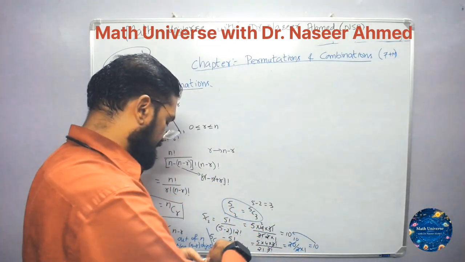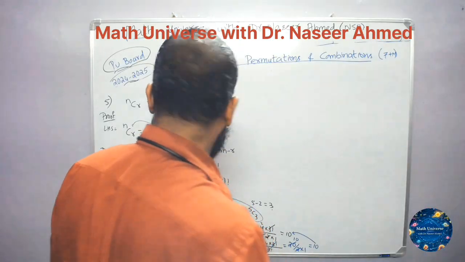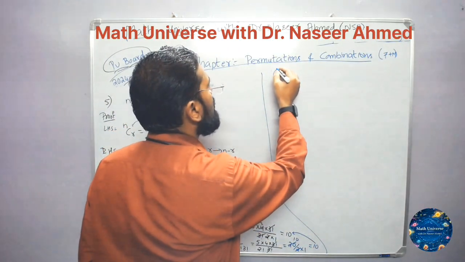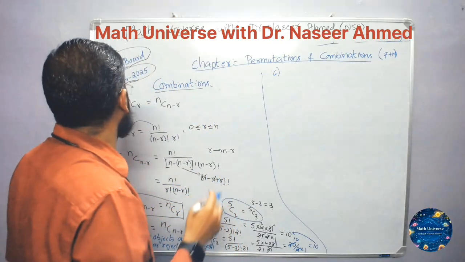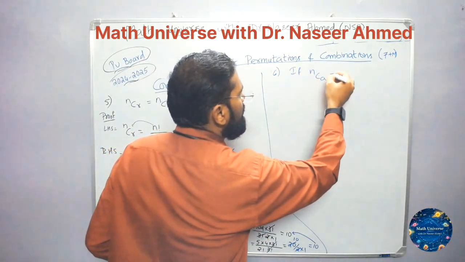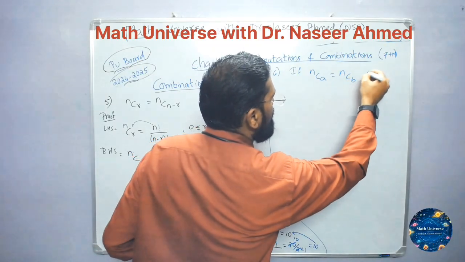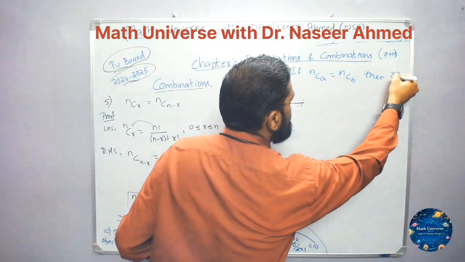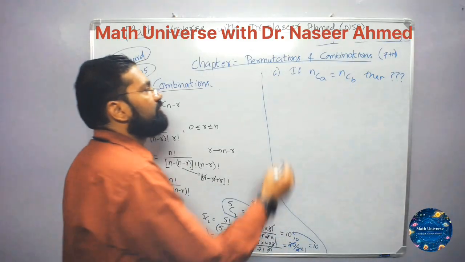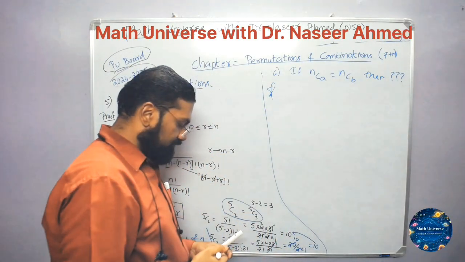See carefully and pay attention. This will be required for our 1 marker question. The next result is, if nCa is equal to nCb, then what can we conclude? There are two things to conclude.